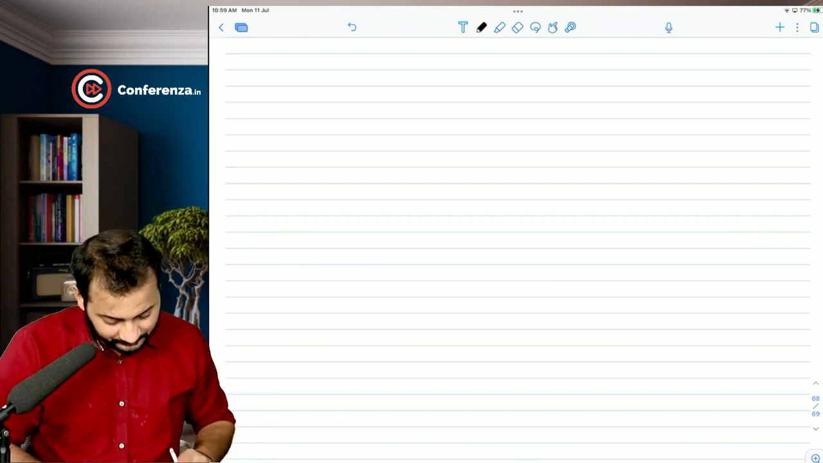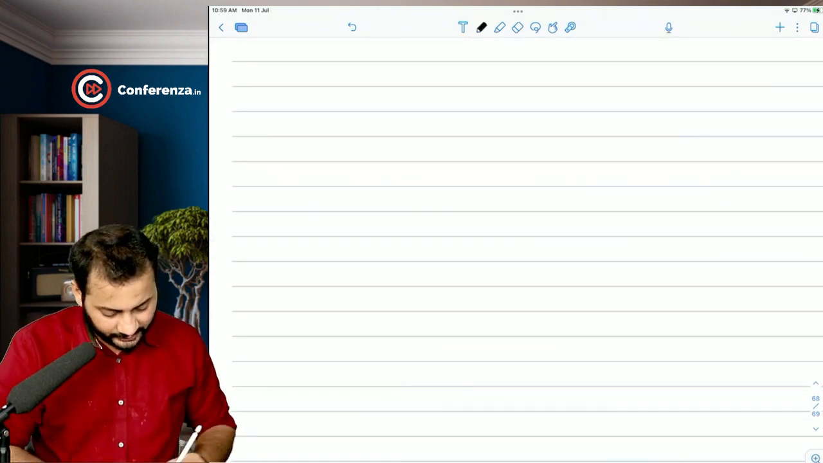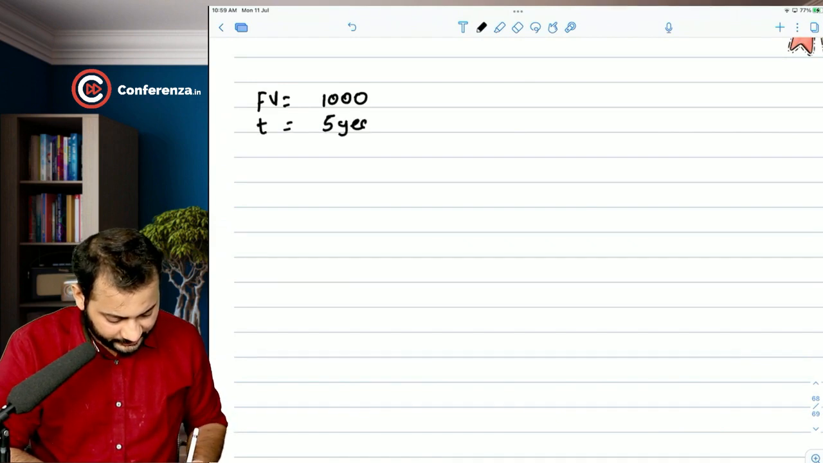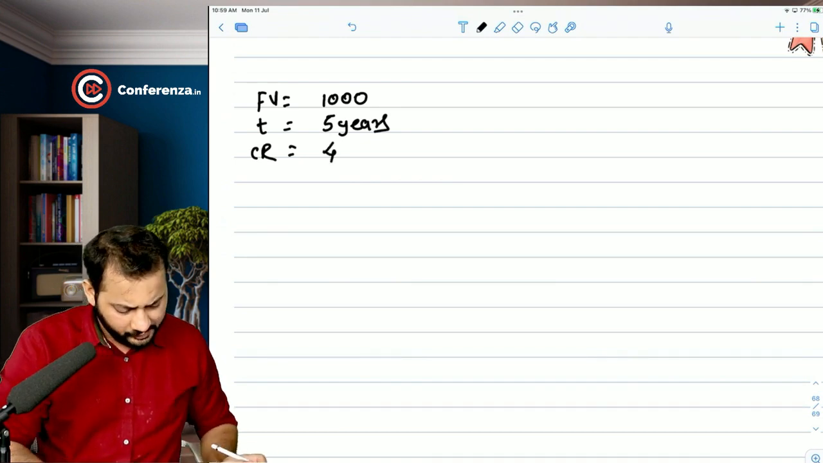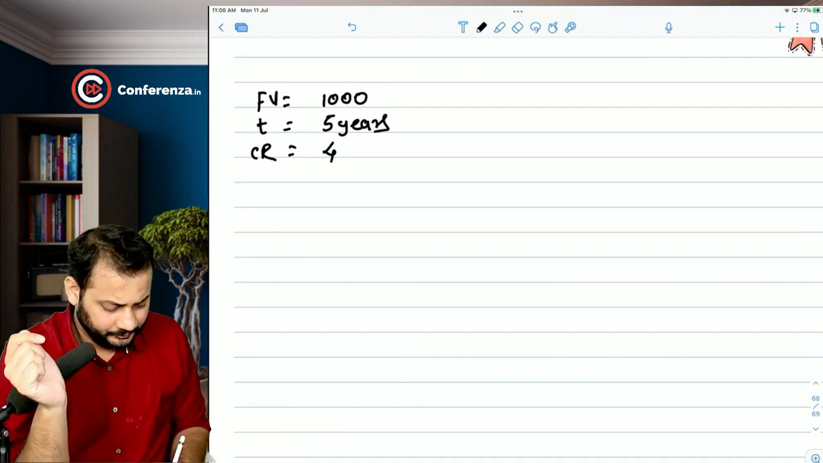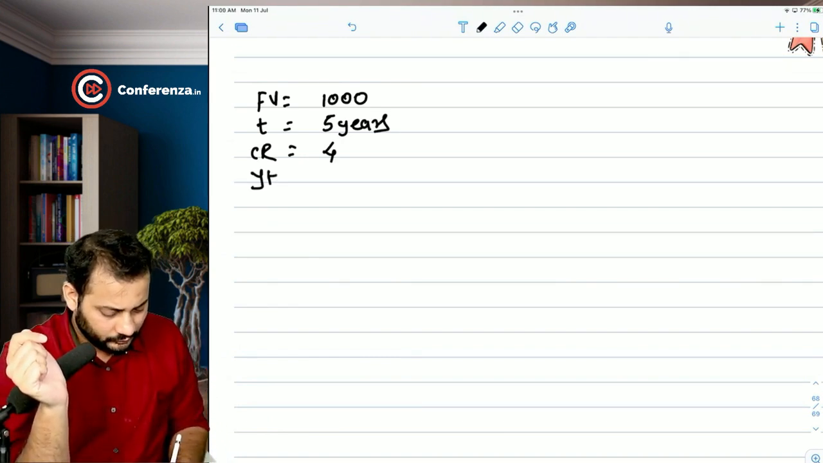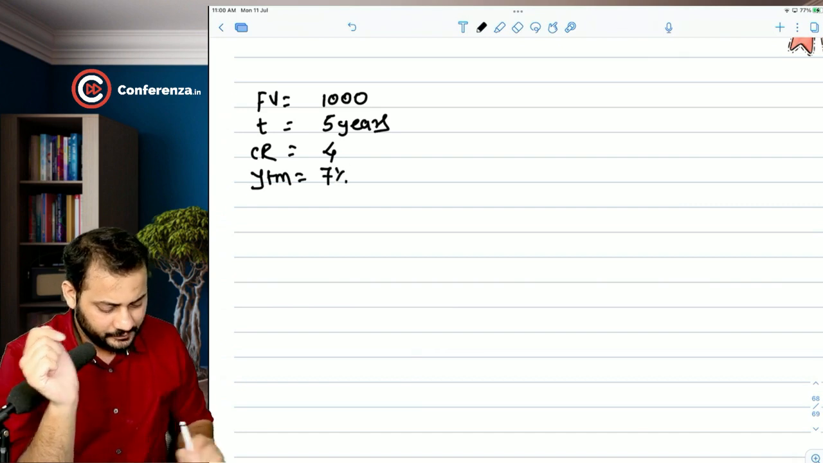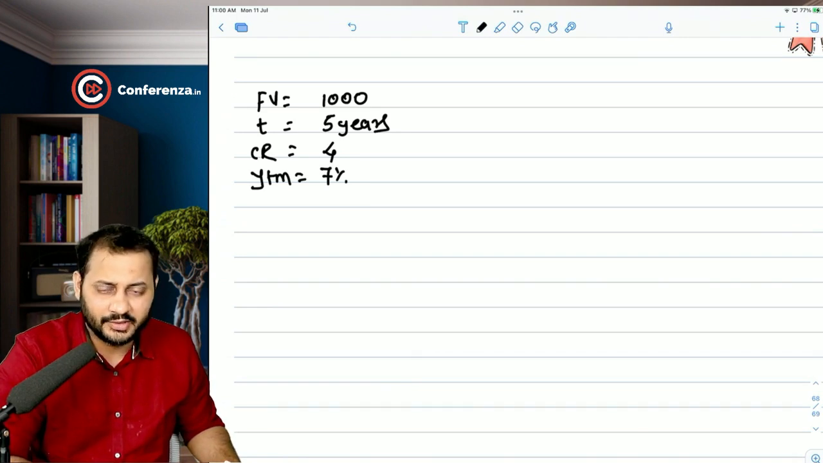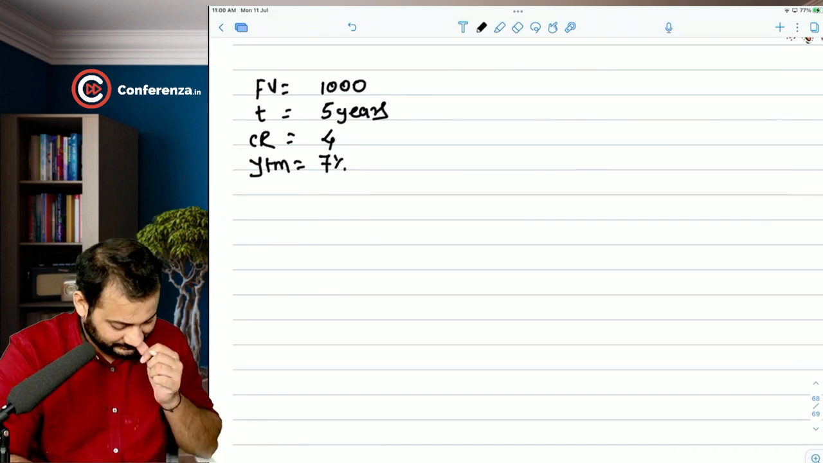Let's go. Let's take an example of a bond. Let's say the face value of the bond is 1000 for 5 years. Let's say the coupon rate is 4% and YTM is 7%. Now let's calculate the market price at this YTM.